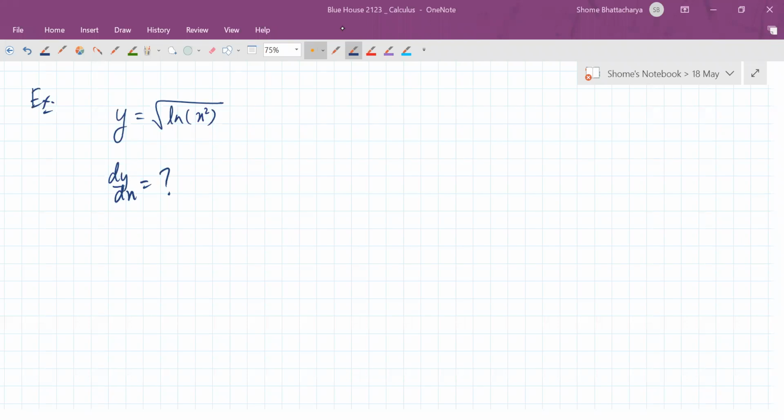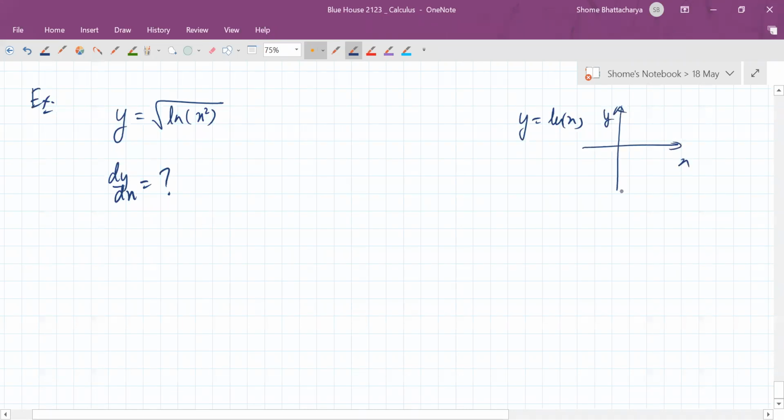So y is equal to square root of natural log of x square. This function ln of x square, the whole thing under the square root. Remember we had discussed the function y is equal to natural log of x, that has a graph like this, and differentiation of natural log of x is given by 1 by x. That's the formula for the differentiation. So that same function, we have to find this out for it.